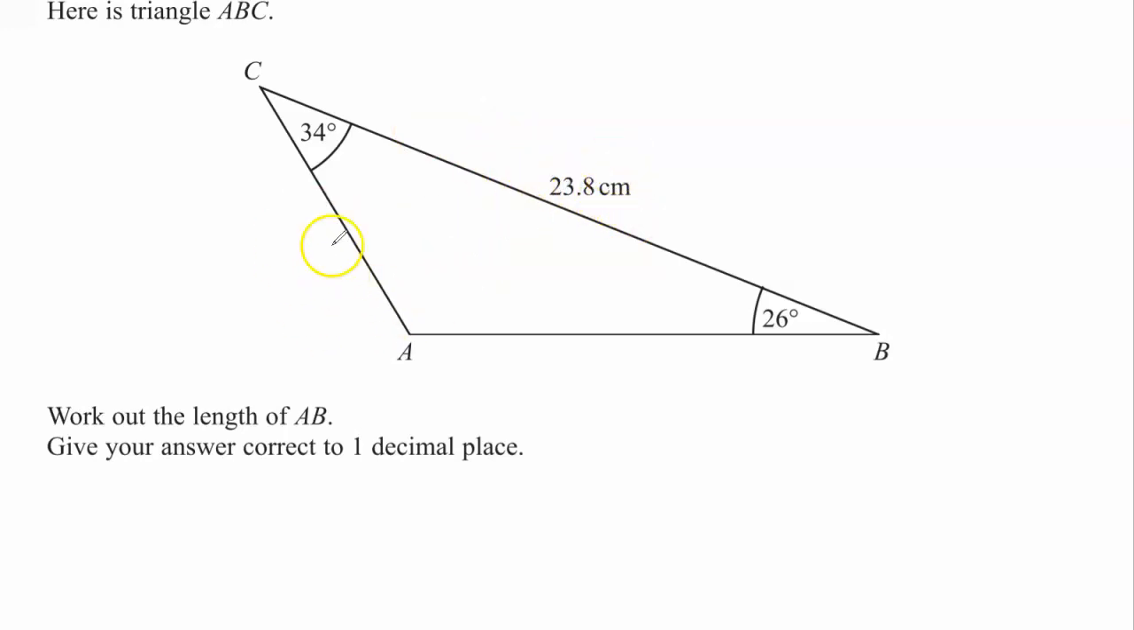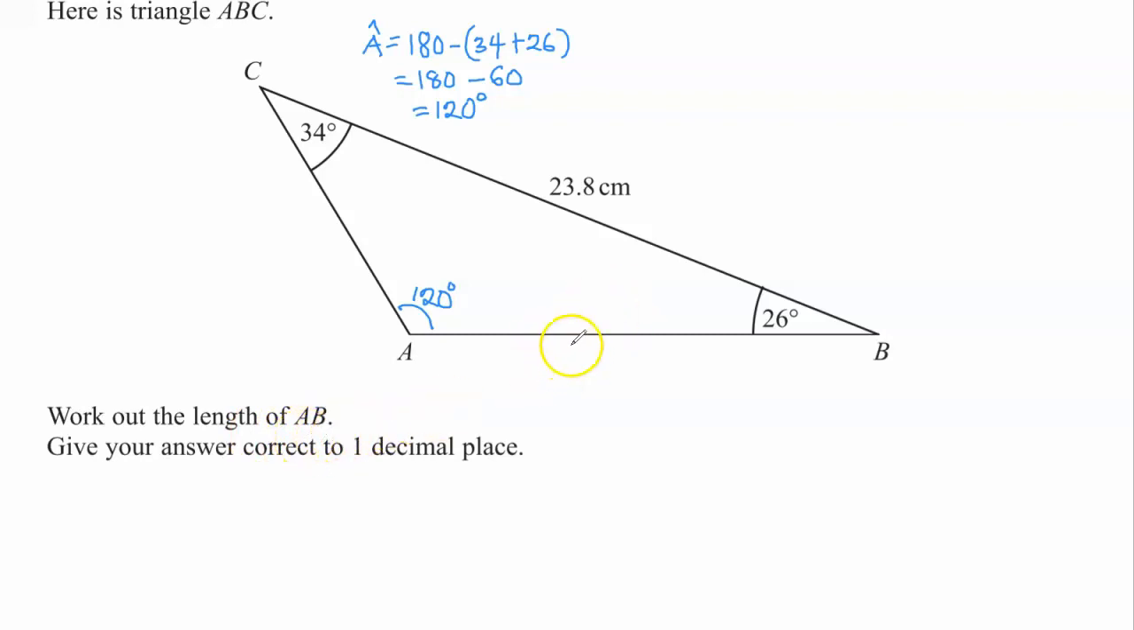So before working out anything here, we can obtain a value for A, because the sum of angles in the triangle is 180 degrees. So since one angle is 34, the other is 26, the angle at A is just going to be equal to 180 minus the sum of the two angles. So this is 34 plus 26 degrees. So I'm just going to have 120 degrees here. Okay, good.